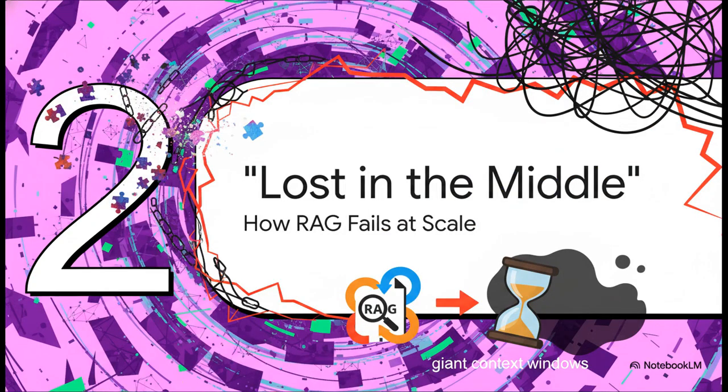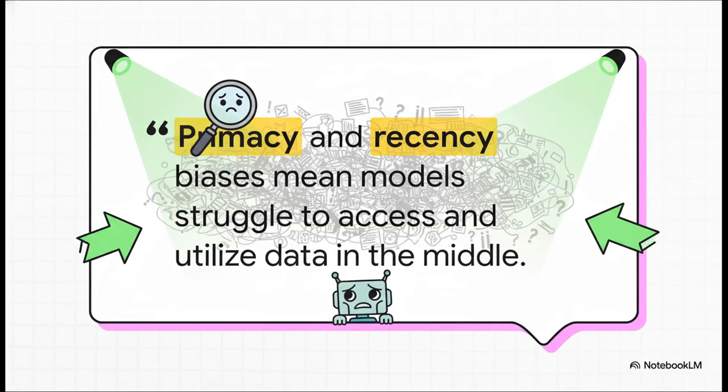But that's just the tip of the iceberg. This fragmentation problem scales up and reveals a much deeper, much more fundamental flaw. And it's not just a RAG problem. It hits anyone trying to solve this by just using a massive context window. This is a flaw in the very way these models pay attention. And researchers have a perfect name for it: lost in the middle.